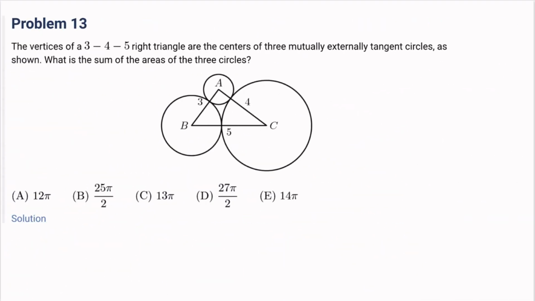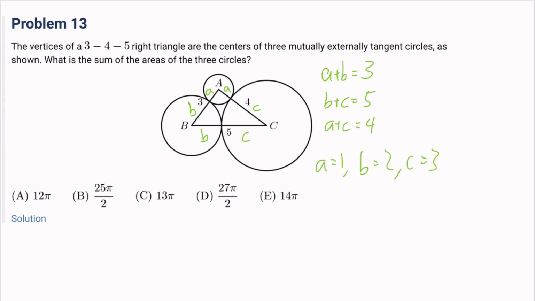Number 13, the vertices of a 3 by 4 by 5 right triangle are the centers of 3 mutually externally tangent circles as shown. What is the sum of the areas of the 3 circles? Right, so this is 3, this is 4, this is 5, and let's say that this much is A, right? So the radius of that is A, the radius of the second is B, and the radius of the third is C, right? So that will give us B plus C equals 5 because of this one, and A plus C equals 4. Right, sorry, A plus B equals 3, right? So this would give us that A equals 1, B equals 2, and C equals 3, right?